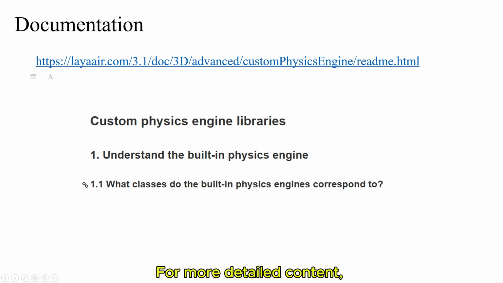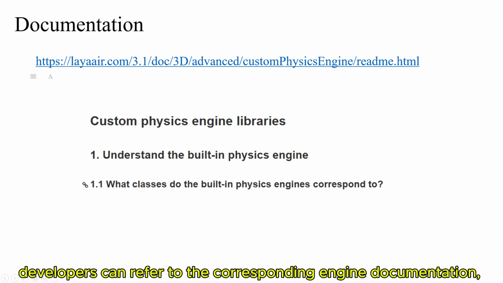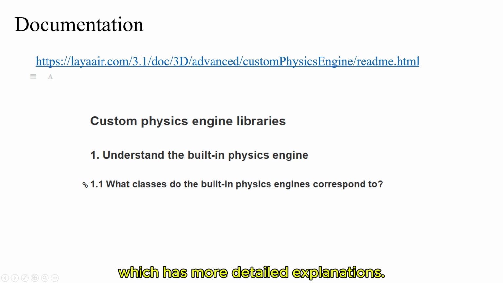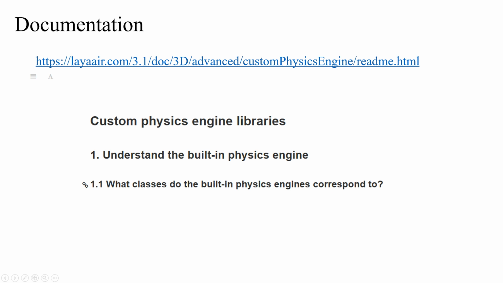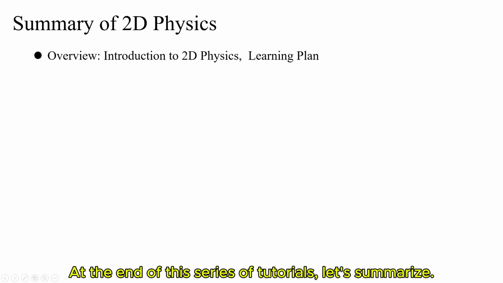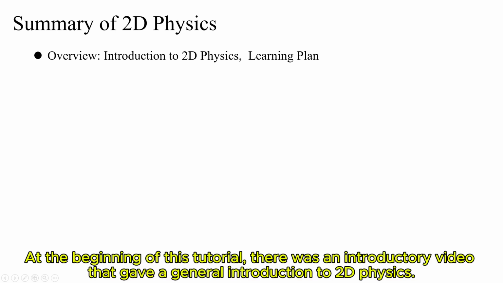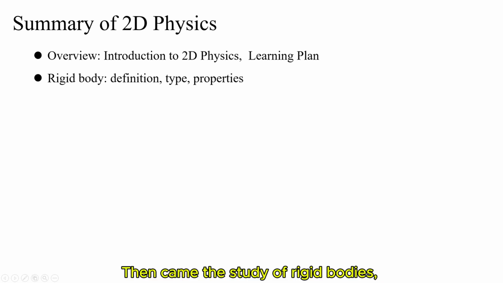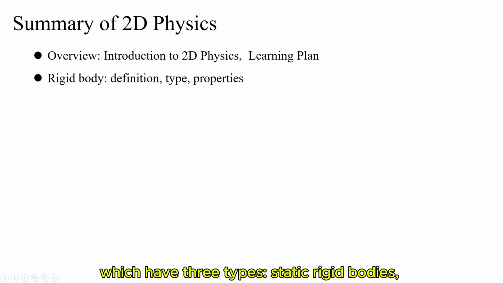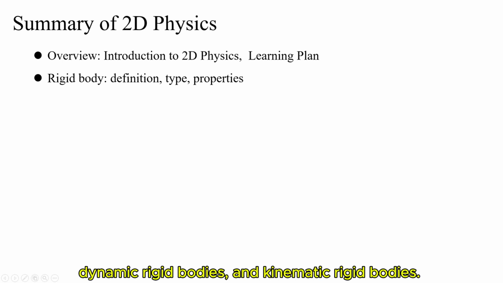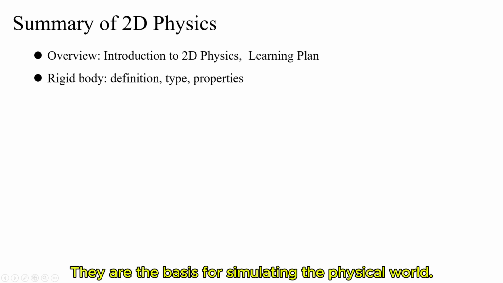For more detailed content, developers can refer to the corresponding engine documentation, which has more detailed explanations. At the end of this series of tutorials, let's summarize. At the beginning of this tutorial, there was an introductory video that gave a general introduction to 2D physics. Then came the study of rigid bodies, which have three types: static rigid bodies, dynamic rigid bodies, and kinematic rigid bodies. They are the basis for simulating the physical world.